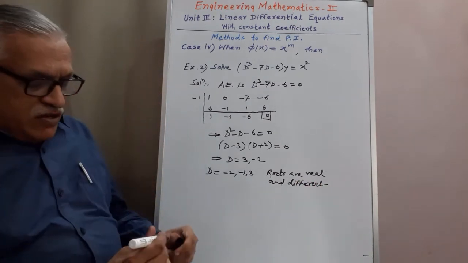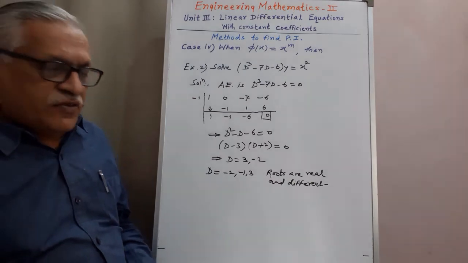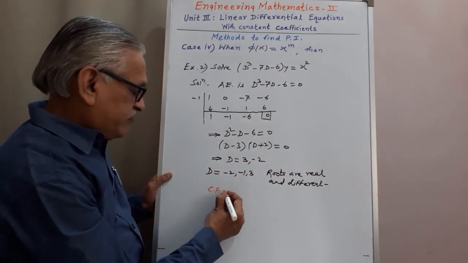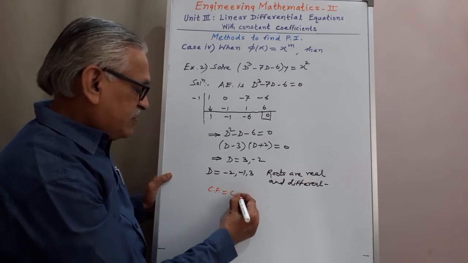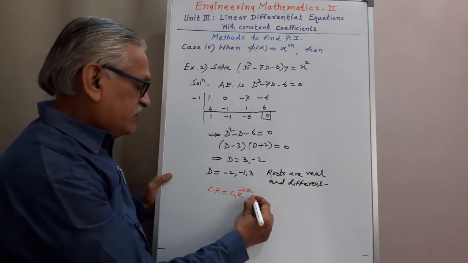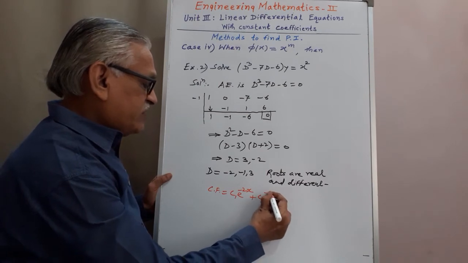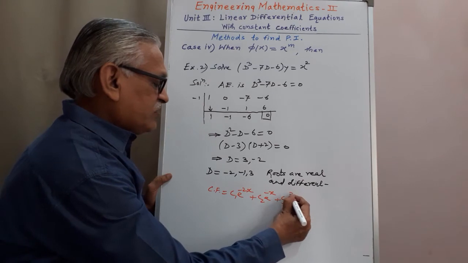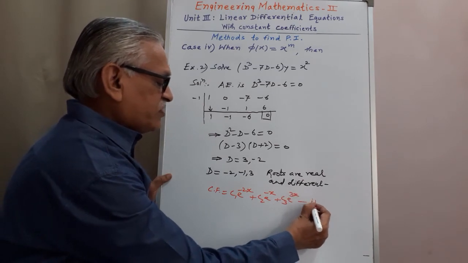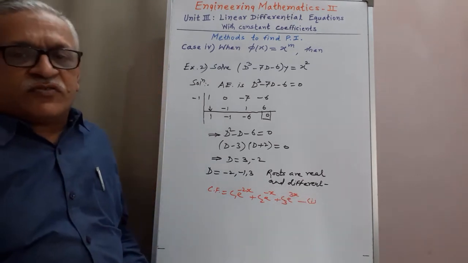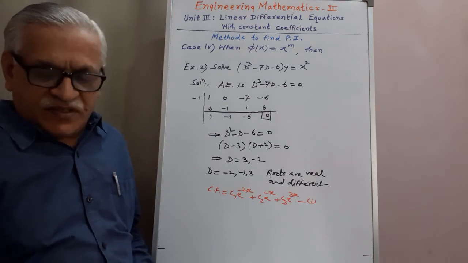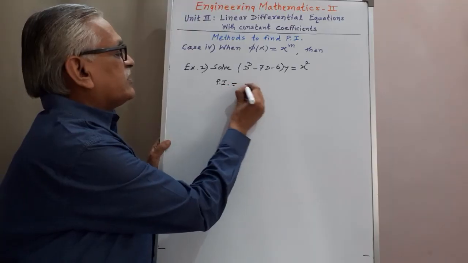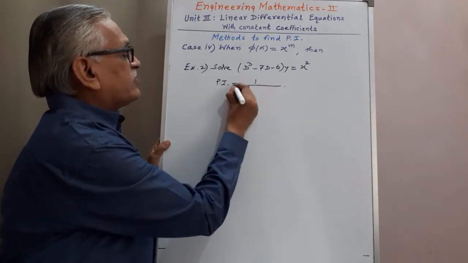That means case 1 for CF, and as per that case we write CF as C1 e raised to minus 2x plus C2 e raised to minus x plus C3 e raised to 3x. We call this equation 1, the first part of the solution, the complementary function. Then in the second part we find the Pi part. The particular integral is obtained by the inverse operator technique.